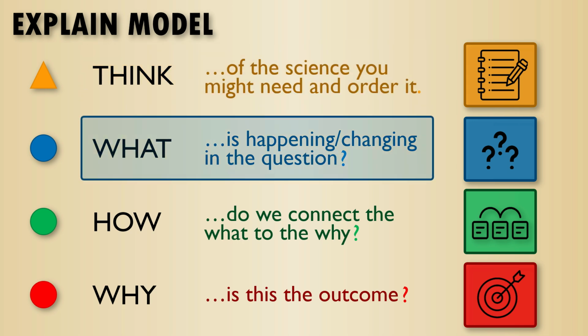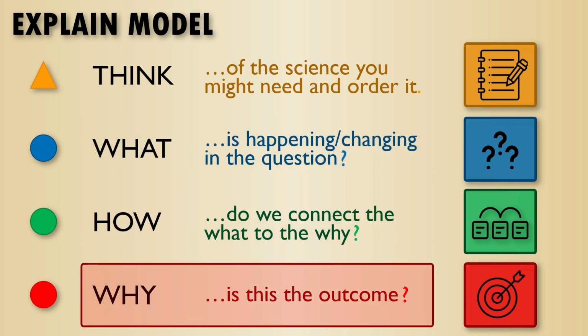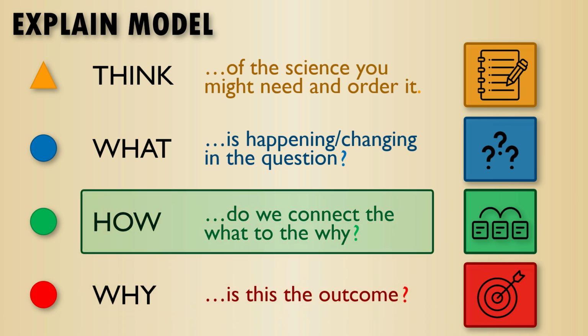Order it. You need to identify from the question what is happening or changing. Then look to see the result of this change and then ask, why is this the outcome? The last part of the plan is the most difficult. You figure out how to connect the what to the why.